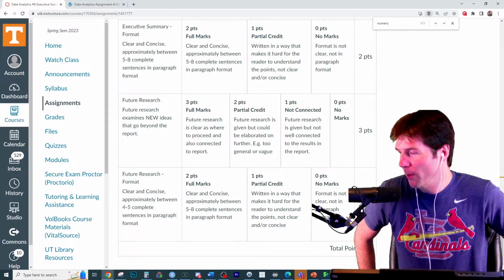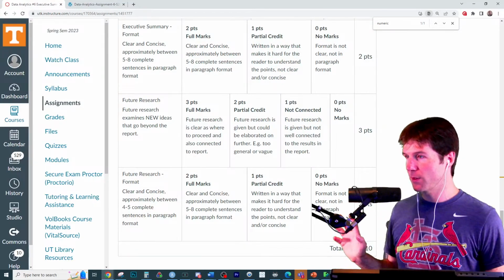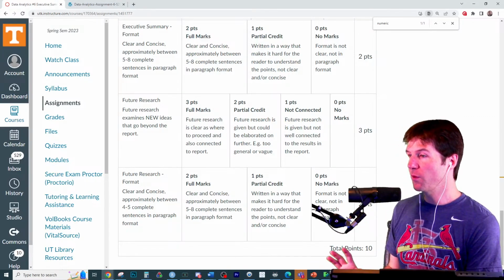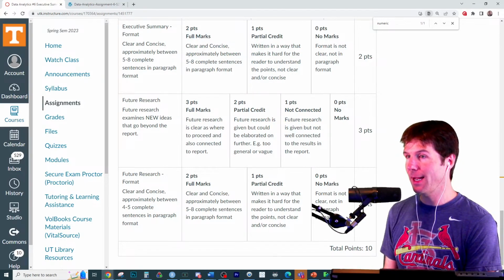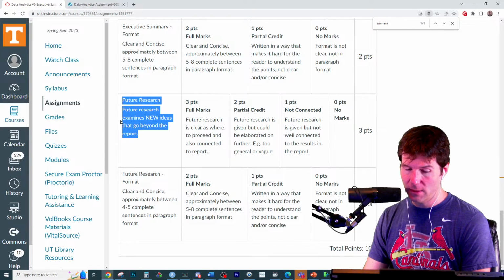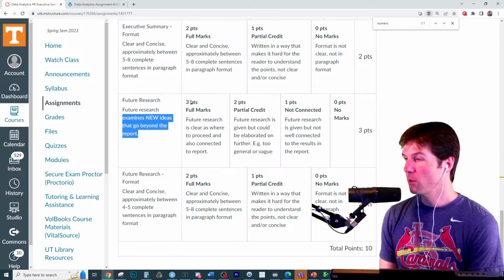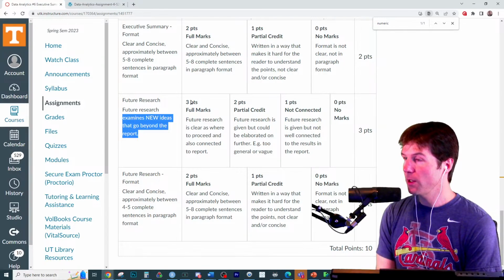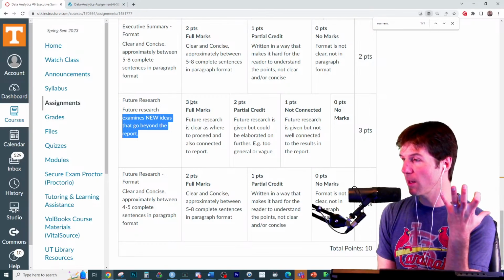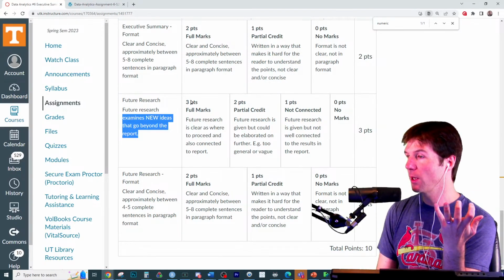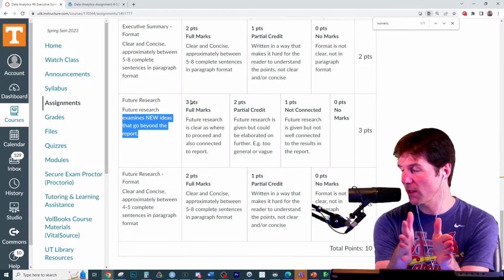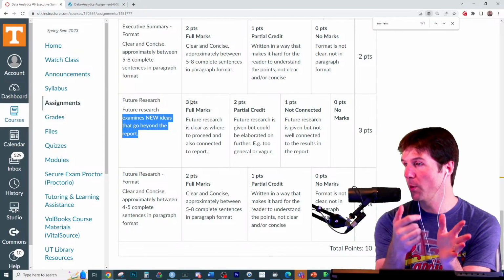Now this is where people usually get a little bit confused, because this is 5 more points right here on future research. Future research is something that goes beyond the report that was currently done and is new ideas. Exactly what it says right there. So when you think about future research, I want you to think about why you would not re-go through your report. The executive summary summarizes the report. The report is the report. So why in your future research section would you not just go through the report again?